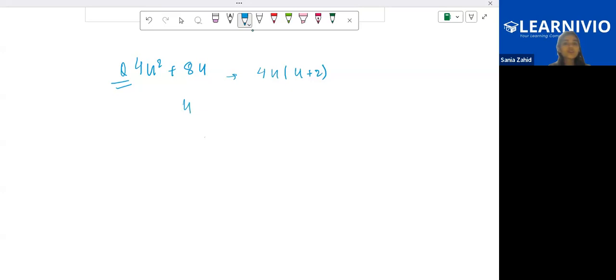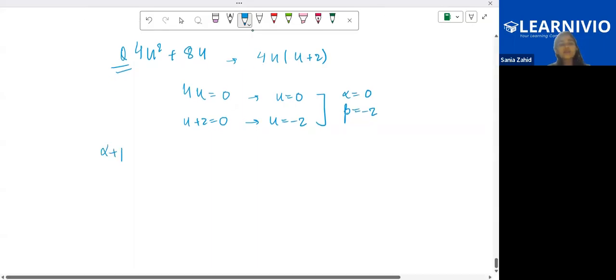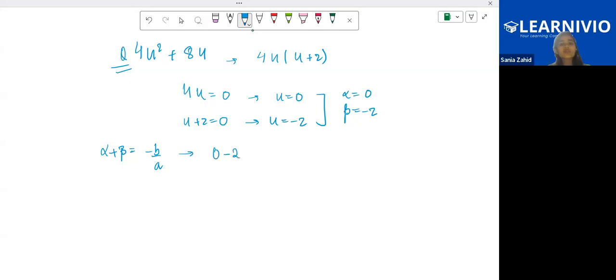So the first one will be 4u is equal to 0. So here u is equal to 0. Then u plus 2 is equal to 0. So u is equal to negative 2. So what are alpha and beta? Alpha is 0 and beta is negative 2. Now alpha plus beta is equal to negative of b by a. So 0 minus 2 is equal to negative b by a. So what is negative b by a? Minus 8 by 4, which is equal to negative 2 only. So negative 2 is equal to negative 2. Correct. First relationship is verified.